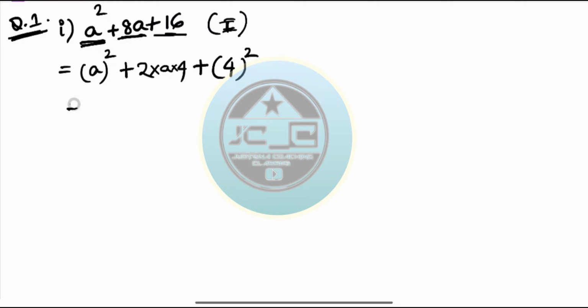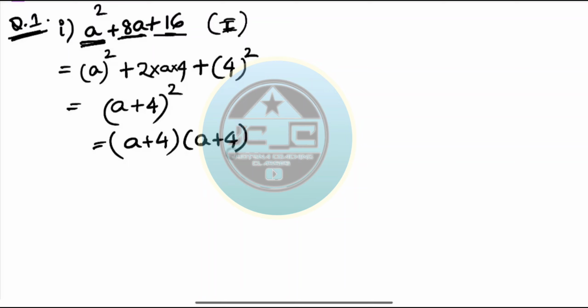Clear? So it is in the form of which identity? The first identity: a square plus 2ab plus b square is basically (a plus b) whole square. So it is (a plus 4) into (a plus 4), because as we all know x square is equal to x into x, such that (a plus 4) whole square means (a plus 4) into (a plus 4). This is it. This is the final answer.